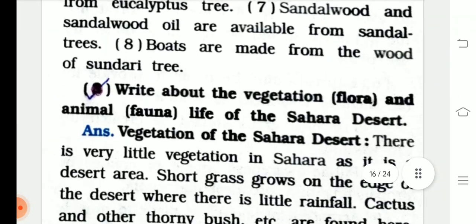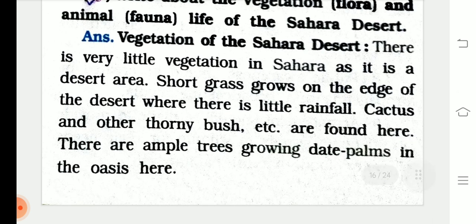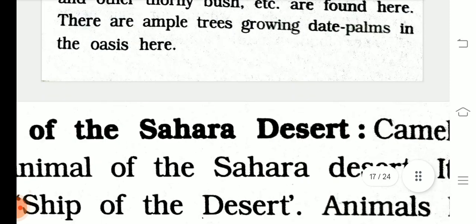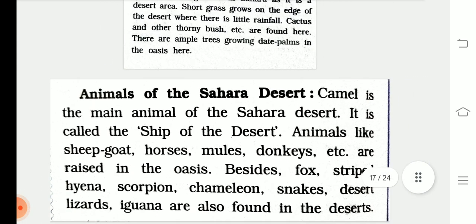Okay, next one: write about the vegetation and animal life of the Sahara desert. Vegetation of the Sahara desert: there is very little vegetation in the Sahara, as it is a desert area. Short grass grows on the edge of the desert where there is a little rainfall. Cactus and other thorny bushes etc. are found here. There are ample trees, and date palms grow in the oases here.